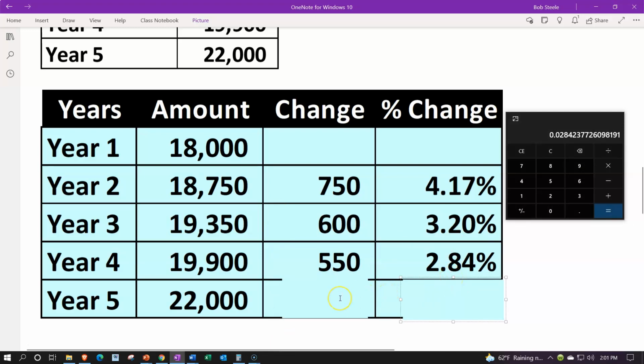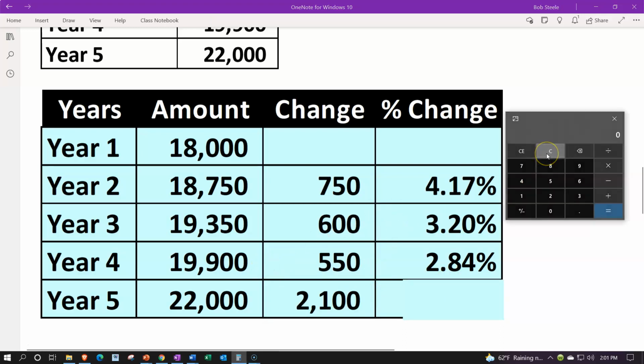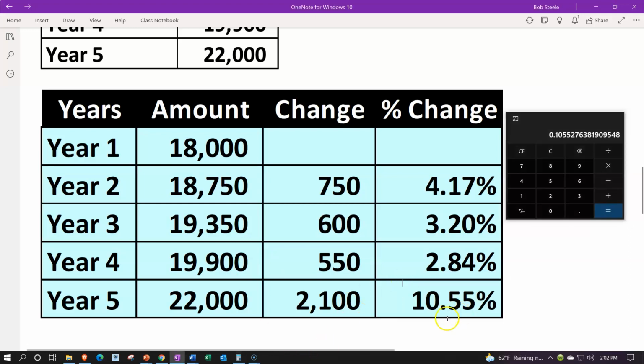And then finally, in year 5, we're going to say that we have the change that went up more substantially here, of the 22,000 minus the 19,900. That's going to give us a 2,100 change. Taking that divided by the prior year of the 19,900, that's going to give us then, moving the decimal over, a 10.55% change. So now we can kind of see these changes on a year-by-year basis.